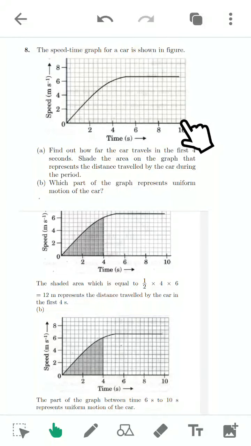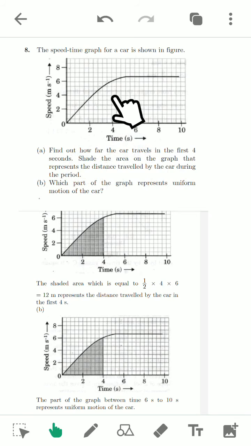This is question number 8 of your NCERT. See, the speed-time graph for a car is shown in the figure. See, this is time and this one is speed. Here the question is, find out how far the car travels in the first 4 seconds. Shade the area on the graph that represents the distance traveled by the car during this period. See, this is the first 4 seconds.